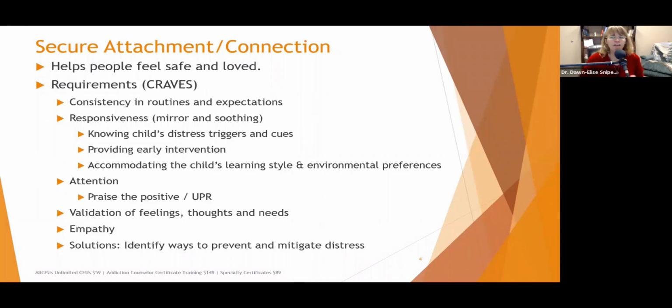We want to validate their feelings, thoughts, and needs. They are theirs, just like your feelings, thoughts, and needs are okay. Radical acceptance, we talked about that a lot yesterday. We want to help validate the person who has autism and help them learn that their feelings, thoughts, and needs are okay. We want to provide empathy and try to get into their headspace a little bit, try to understand what's going on, knowing what triggers them.